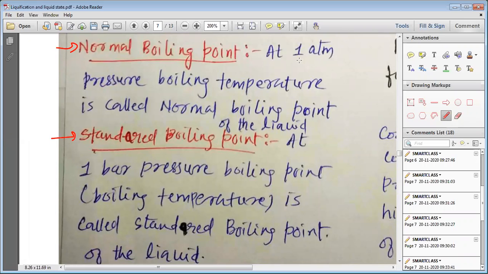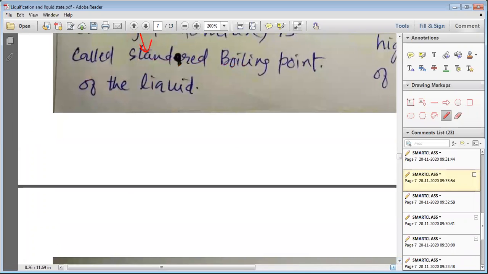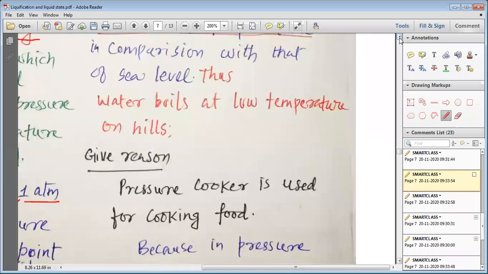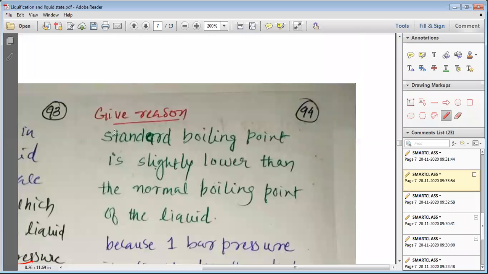At 1 atmospheric pressure, the boiling temperature is called the normal boiling point. But at 1 bar pressure, the boiling point or boiling temperature is called the standard boiling point of the liquid. So this is how, my dear students, we can understand the two different types of boiling points. Please remember that 1 bar is considered a standard pressure, and that is why at that pressure the boiling point is known as the standard boiling point.